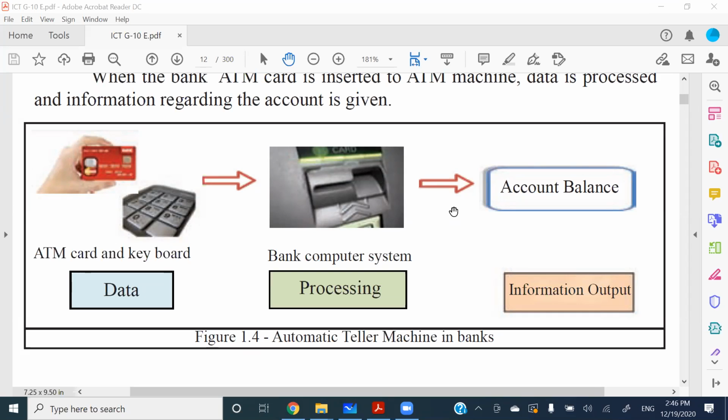And did you know that the screen you can see on the ATM machine is just a monitor with an operating system? It is a computer, right? A computer with some specific software.